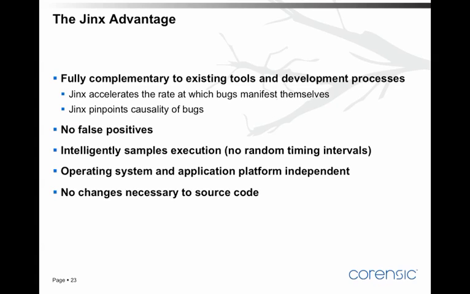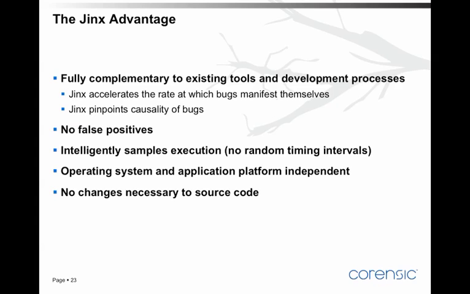Jinx also intelligently samples execution. It's not random timing intervals. Jinx is actually using a lot of heuristics and algorithms to determine exactly which sample of execution that it wants to try. And Jinx is completely operating system and application platform independent. Jinx works regardless of what programming language you want to use, what application platform you want to use, or even what operating system you want to use. Jinx works underneath your operating system in order to effectively and intelligently sample your execution, explore various thread interleavings, and force bugs to happen. And Jinx requires absolutely no changes to your source code.